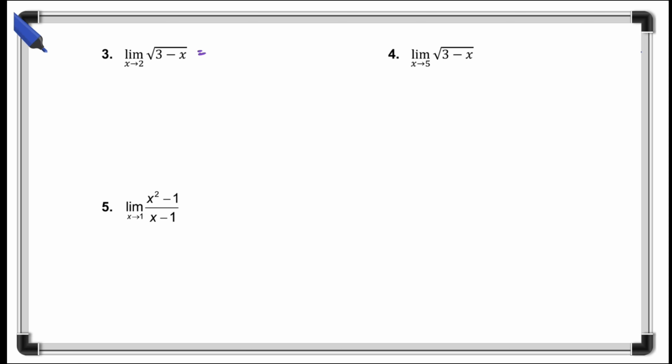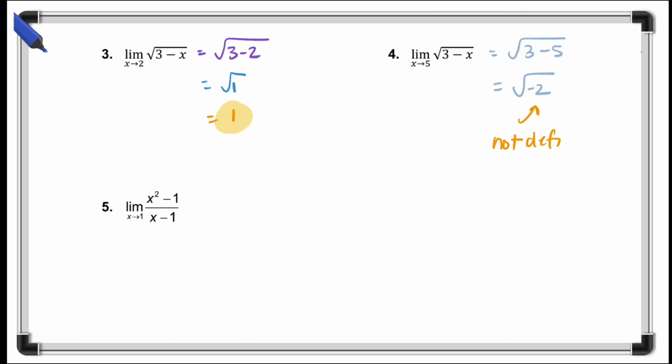So next question, we're going to take 3 and then 2, square root of 1, which we know equals 1, so we're still good here. All right, here we have the square root of 3 minus 5. We know that this gets us the square root of negative 2. The square root of negative 2 is not defined. So when we're looking at a limit, we say that the limit does not exist.